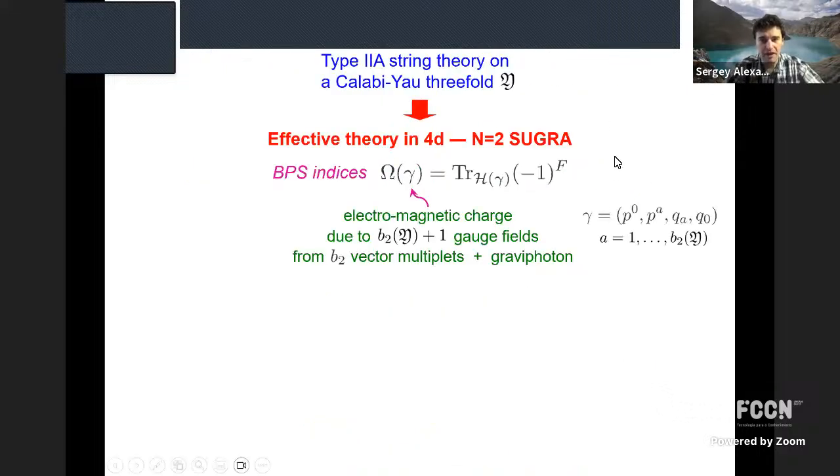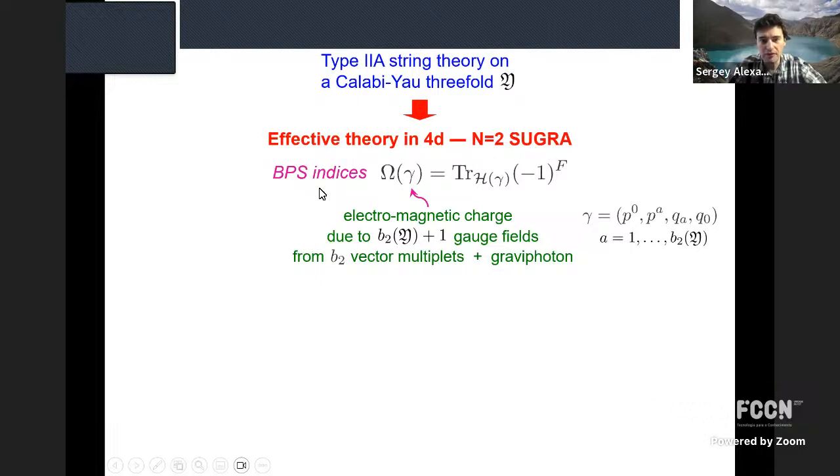But first, let me start by explaining the general setup which we considered and posing the problem which we tried to solve. So let's consider type IIA string theory on a Calabi-Yau threefold. Then, of course, in 4 dimensions, we get an effective theory, which is given by N=2 supergravity coupled to some number of vector and hypermultiplets.